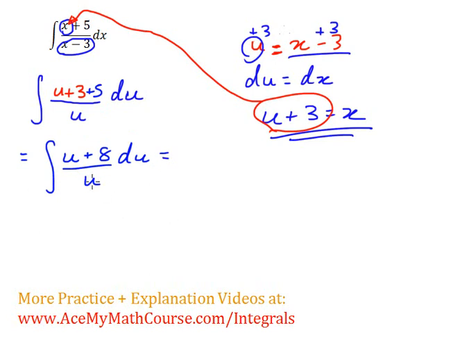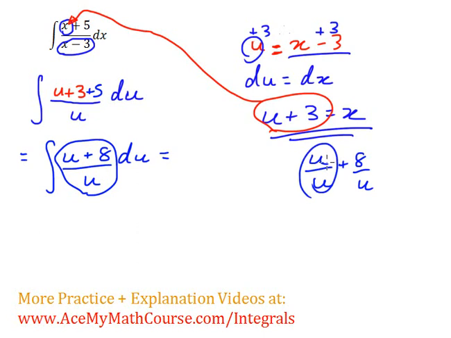Great. Now what can we do? We can actually split this up. U plus 8 over u is equal to u over u plus 8 over u. U over u is just 1, so I can just rewrite this as 1 plus 8 over u du. Look at that. Now we can actually take the integral. And what is the integral of 1? That's just u. Right? Of course, because the derivative of u would be 1.